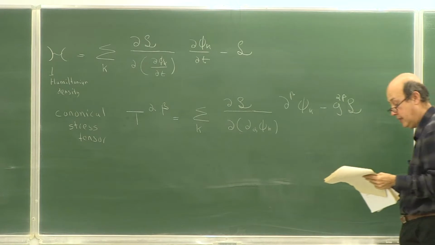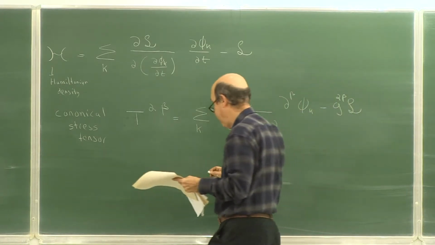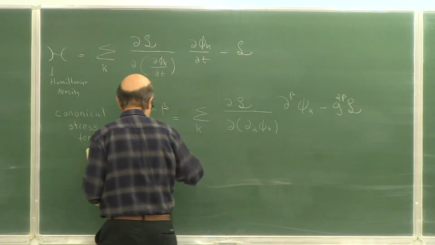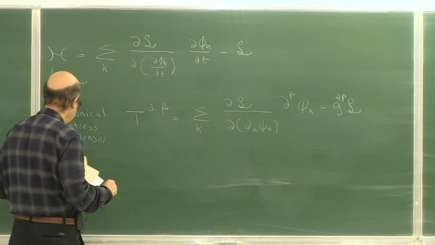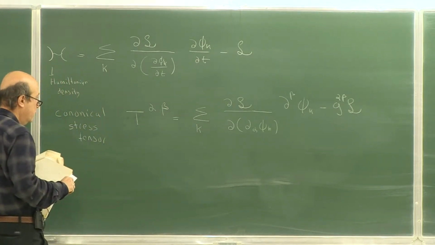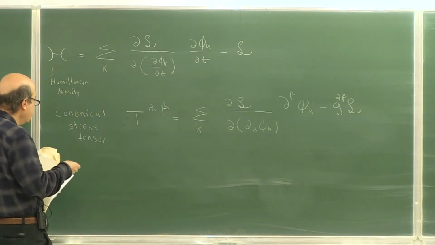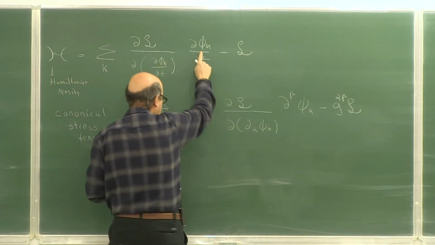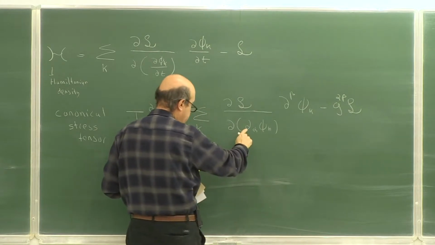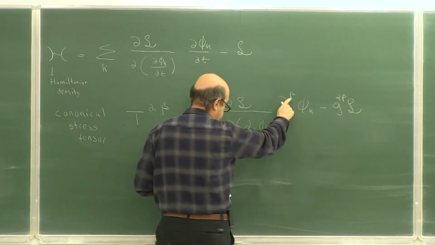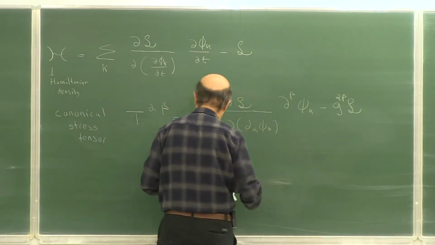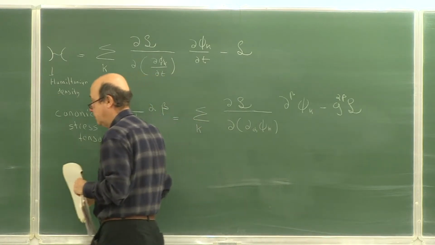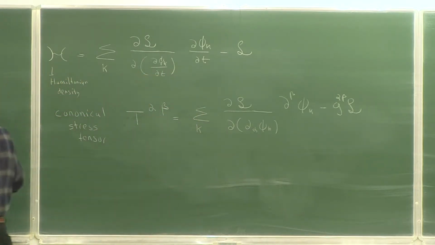Now let us try to evaluate this canonical stress tensor. So this is a generalization of the Hamiltonian. Instead of taking the derivative with respect to the time, we are taking all possible pairs of the derivatives of the fields with respect to the time coordinate and the space coordinates.